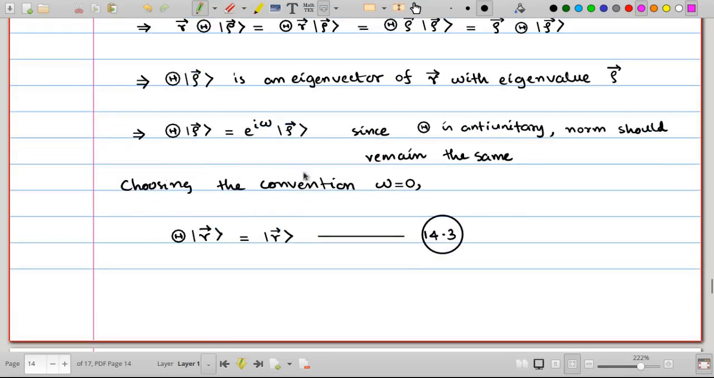Now we can always choose the convention omega equal to 0, which immediately gives the time reversal operation theta acting on the position eigenket r. It gives back the position eigenket r. That is, the time reversal transformation doesn't change the position eigenvector at all. So this happens under the convention that this phase factor given by e to the power i omega can be taken to be with omega equal to 0.